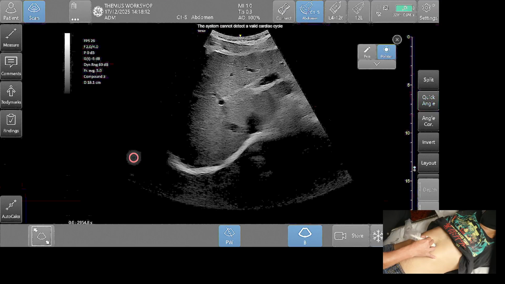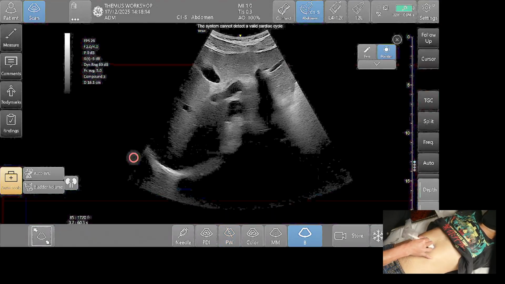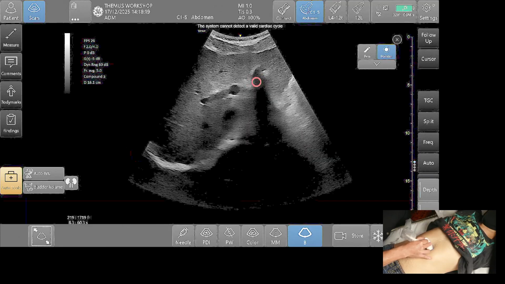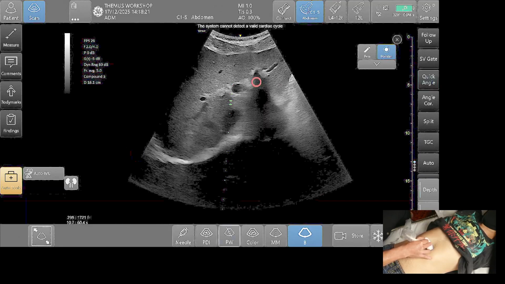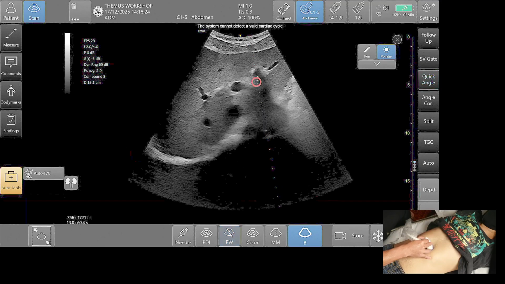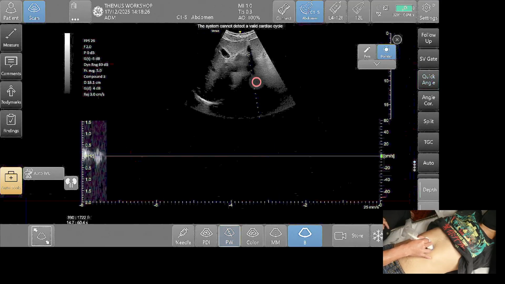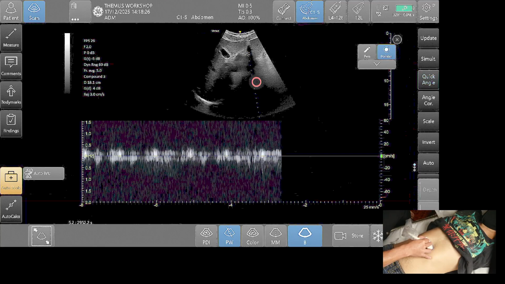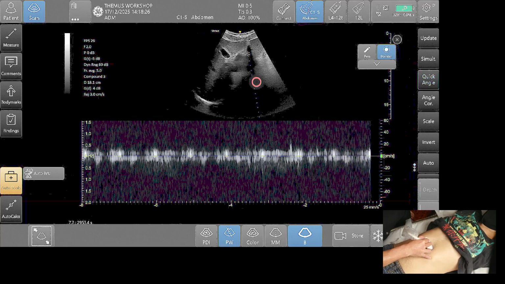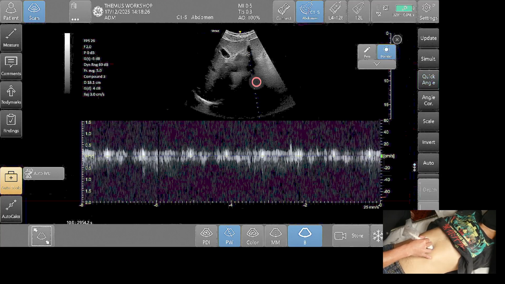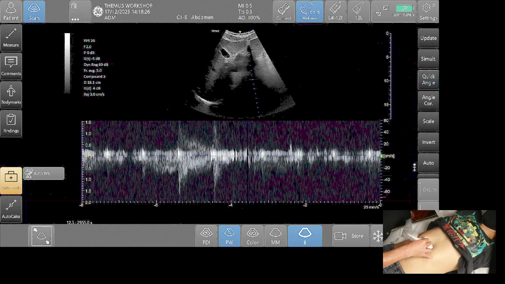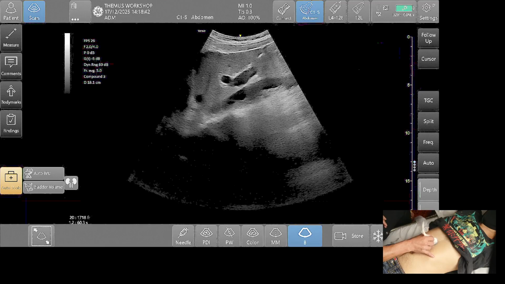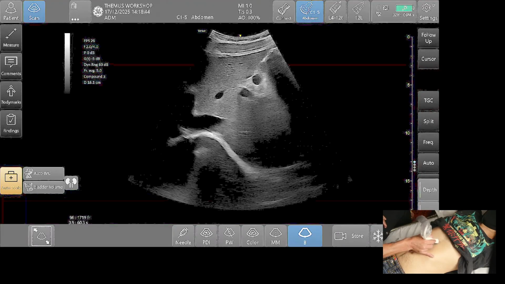And then for the portal, as you can see, we have a right portal vein and umbilical portion right over here. If I put the sampling box right over here, let's take a look. We still can see the variation, but not above because of the direction of the sampling box and the flow direction. So I think it will be easier if you change to this direction or even the coronary view.